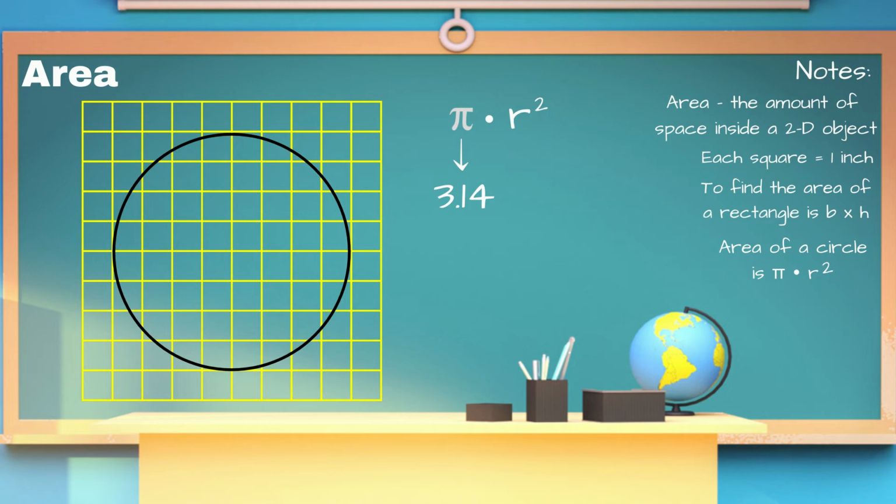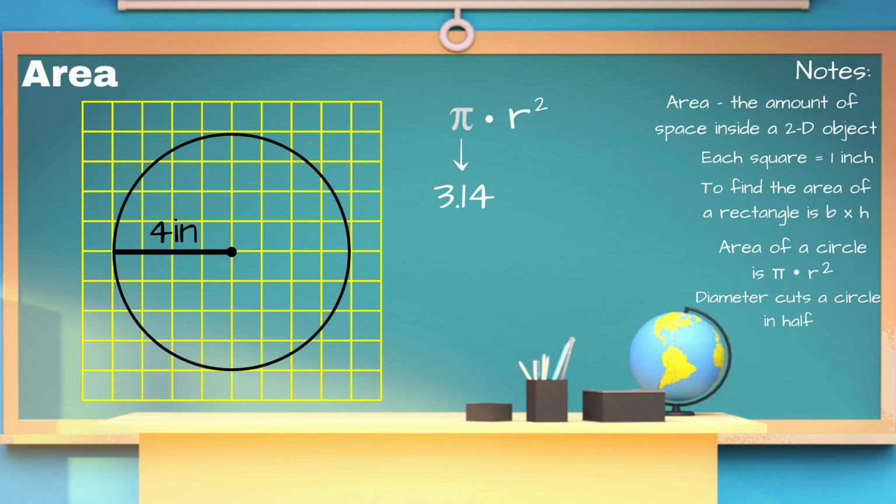Now, hopefully you know that the distance from one side of a circle to the other is called the diameter. And half of that is called the radius. So if we look at the diameter of this circle, we can count 1, 2, 3, 4, 5, 6, 7, 8. That's 8 inches. And half of that is the radius, which is 4.